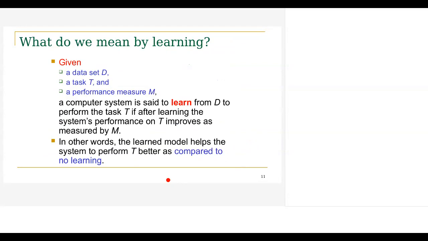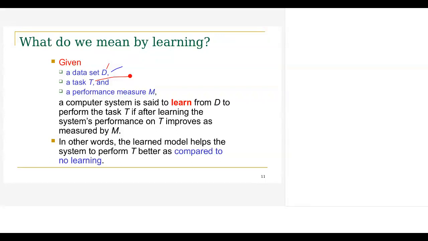Then what do we mean by learning? Given a data set D, a task T and a performance measure M, a computer system is said to learn from D to perform a task T if after learning the system's performance on T improves as measured by M. Means the computer system will learn from data to perform a certain task.